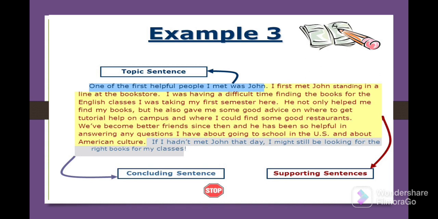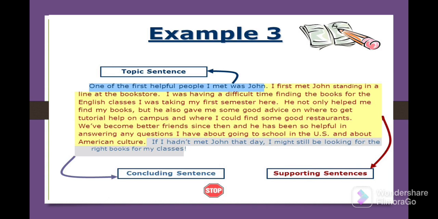See the topic sentence. If you see the topic sentence, you'll understand what this paragraph is about. One of the first helpful people I met was John. This paragraph is about John. I first met John standing in a line at the bookstore. I was having a difficult time finding the books for the English classes. I was taking my first semester here. He not only helped me find my books, but he also gave me some good advice on where to get tutorial help on campus and where I could find some good restaurants. We have become better friends since then, and he has been so helpful in answering any questions I have about going to school in the US and about American culture.